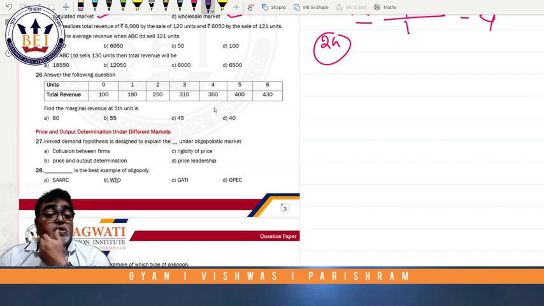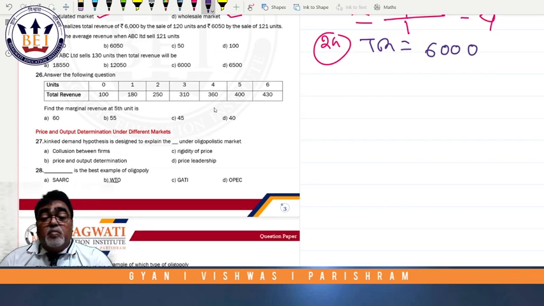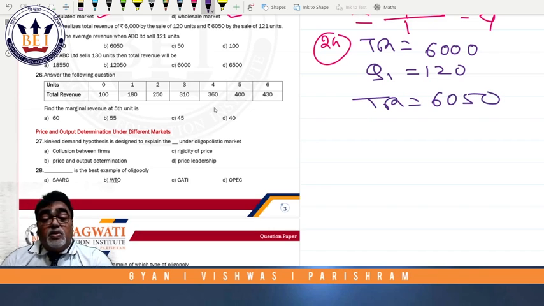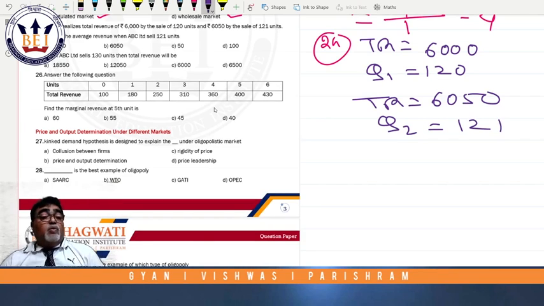ABC Limited realizes total revenue of 6,000 by sale of 120 units. Total revenue 6,000 by selling a quantity of 120. When total revenue is 6050, quantity sold becomes 121. What is the average revenue when ABC Limited sells 121 units?